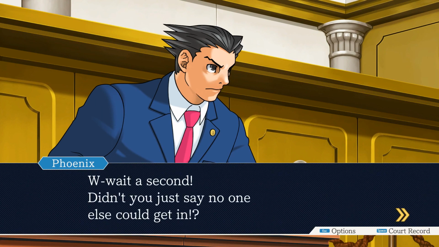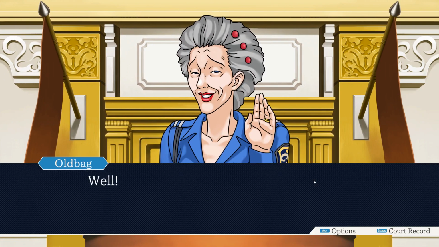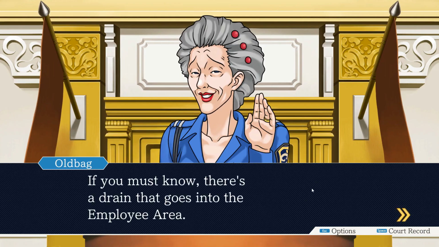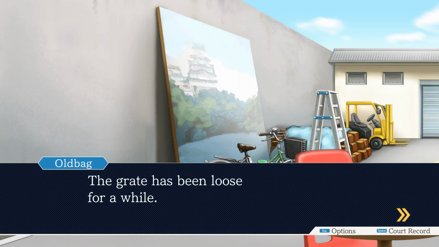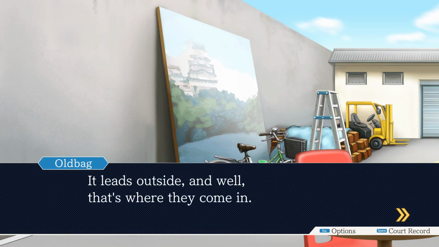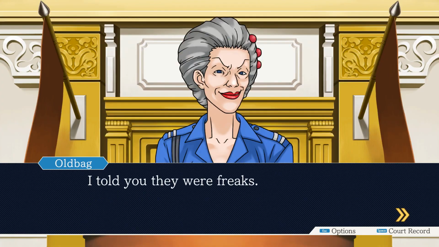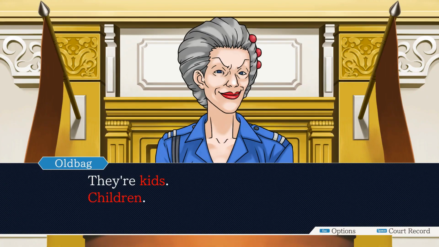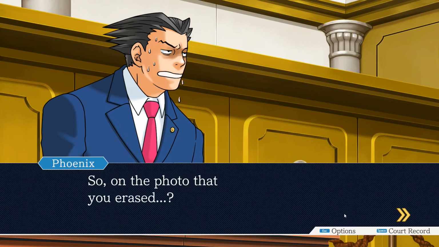Didn't you just say no one else could get in? I locked the main gate so no one could get in. Those were your words. Well, if you must know, there's a drain that goes into the employee area. That's so suspicious. You're an awful security guard. Yeah. The grate has been loose for a while. It leads outside, and that's where they come in. They come in through the drain? I told you they were freaks. And they're kids, children, whippersnappers.